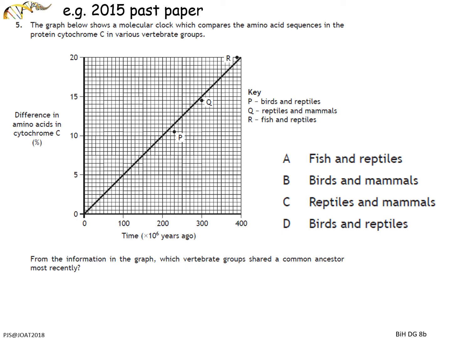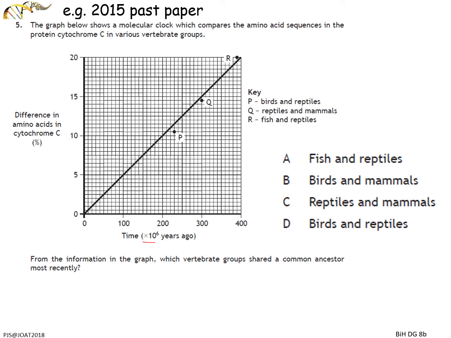So this is the 2015 past paper. The question says: the graph below shows a molecular clock which compares the amino acid sequences in the protein cytochrome C in various vertebrate groups. Cytochrome C is to do with part of your respiration system, so again one that's pretty highly conserved. You're not expecting it to change quickly, which is why it's really good as a clock, because we're looking at a very long time ago, times 10 to the 6 years ago, so millions of years ago.